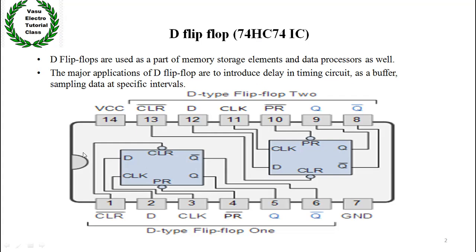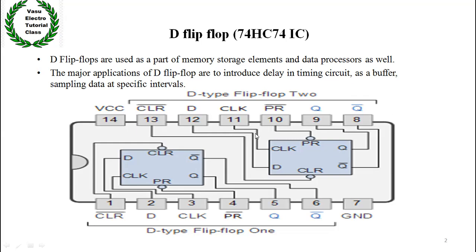Like our other ICs, the D flip-flop IC has 14 pins, and among the 14 pins, the 7th pin is the ground pin and the 14th pin is VCC, meaning we give the power supply to pin 14. Basically we give a 5-volt supply to the 7474 IC. Inside the IC we have two flip-flops. This one is the first D flip-flop and this one is the second.